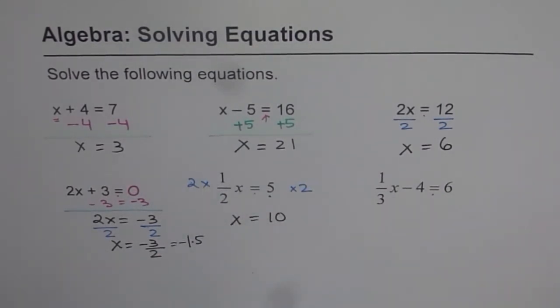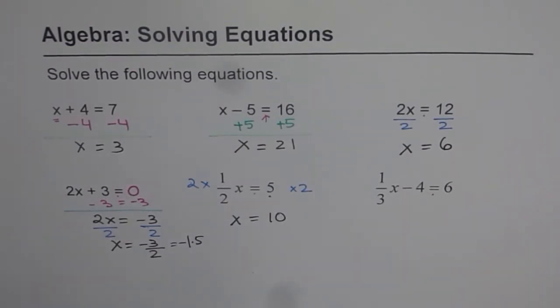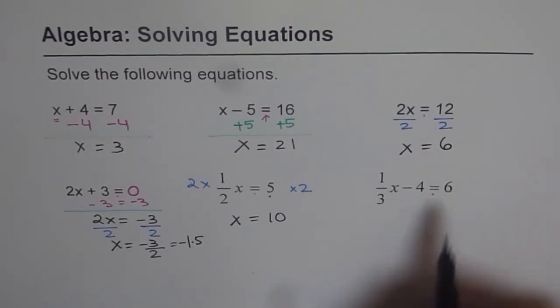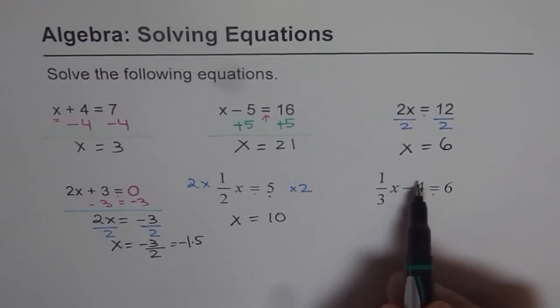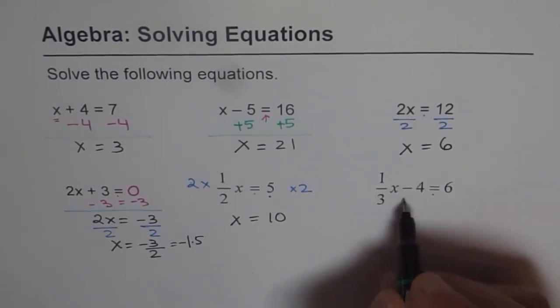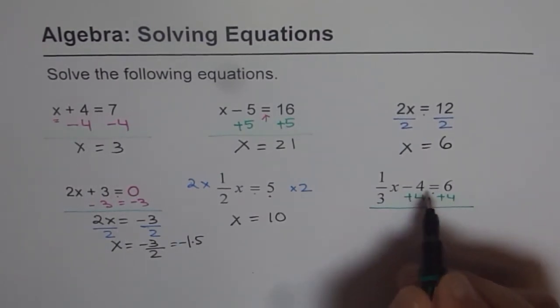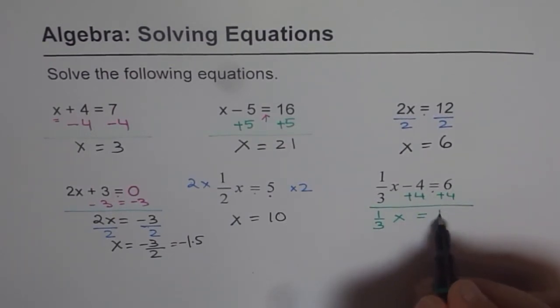Now let's combine all these things into our last portion. Here, what am I trying to do? Trying to find the value of x so that the left side is equal to the right side. Step number 1, let's get rid of minus 4. That is possible by adding 4 on both sides. Let's add 4. When you add 4, what do you get? You get 1/3 of x equals 6 plus 4, 10.